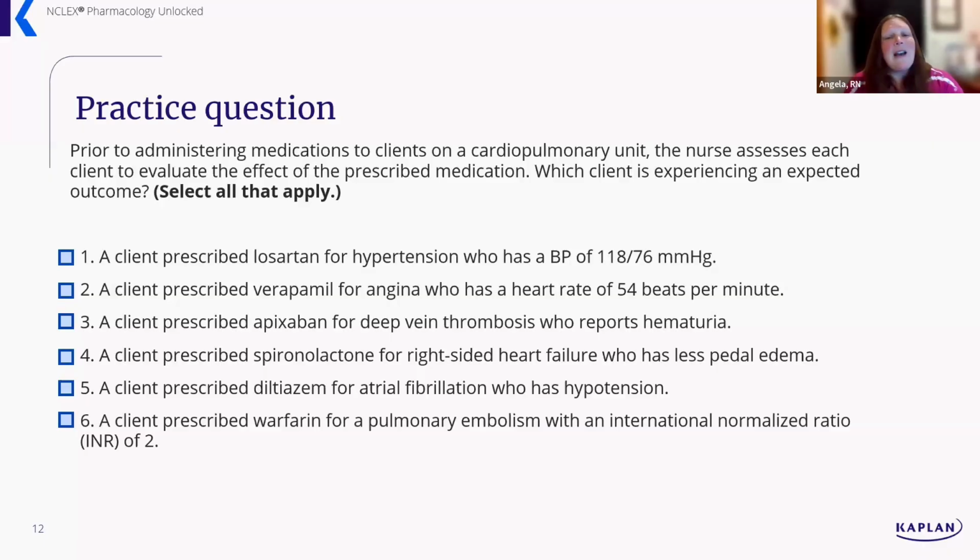So participate in the chat with me. I'm going to read it out and I'm going to ask you, is it expected? So the first one, a client prescribed losartan for hypertension has a BP of 118 over 76. Is this an expected effect for this medication?